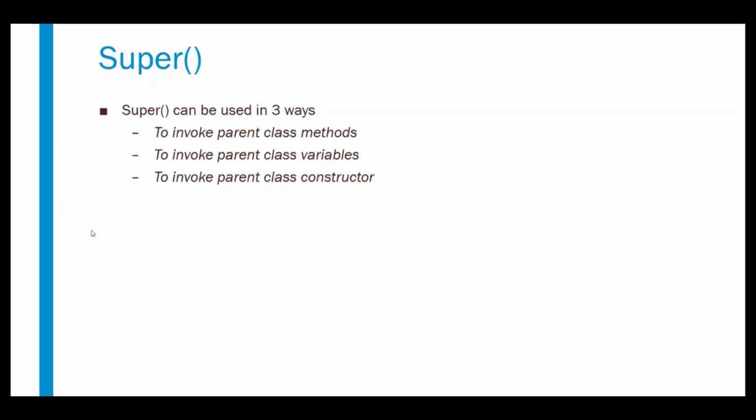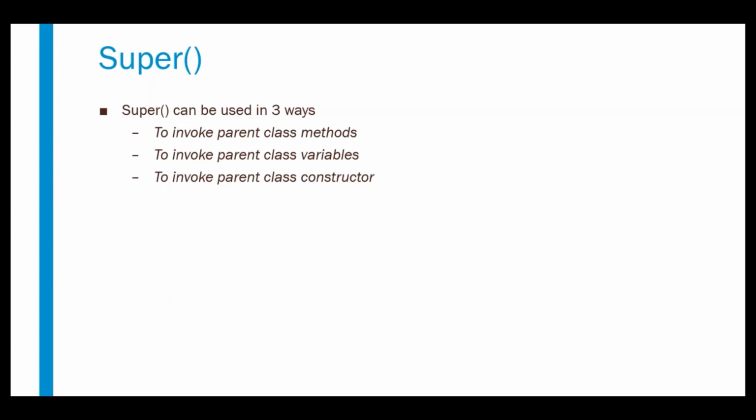In this video, we are continuing the inheritance concept, and as part of that, we will discuss the super keyword and how to use it in inheritance. Now let's get started. In inheritance, the super keyword can be used in three different ways: to invoke parent class methods, to invoke parent class variables, and to invoke the parent class constructor.